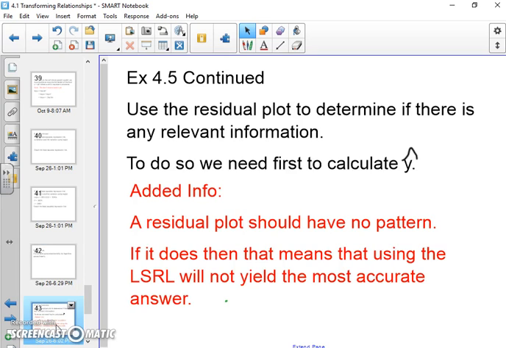Now, here's the thing. The only way to determine if that least squares regression line is appropriate for actually predicting stuff is to calculate the residual plot. Important things to know, a residual plot should have no pattern. If there is a pattern, it's not going to yield the best results, which it says down here.